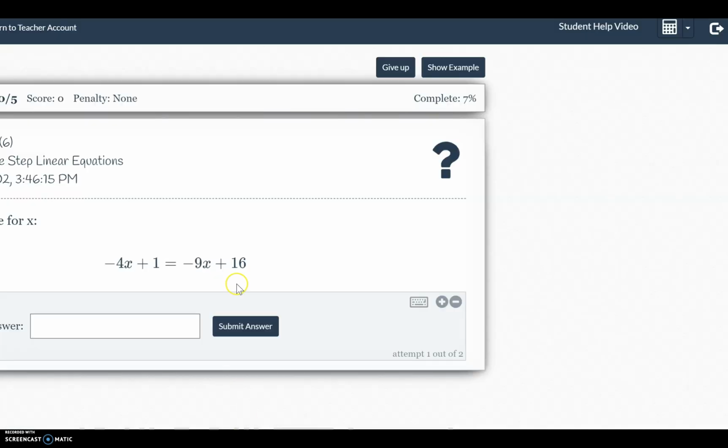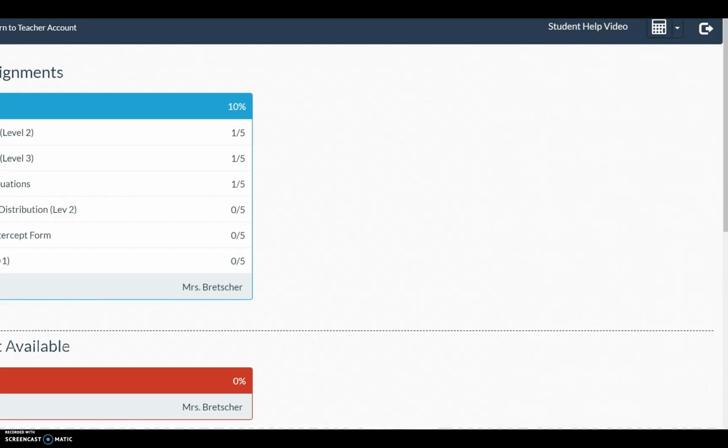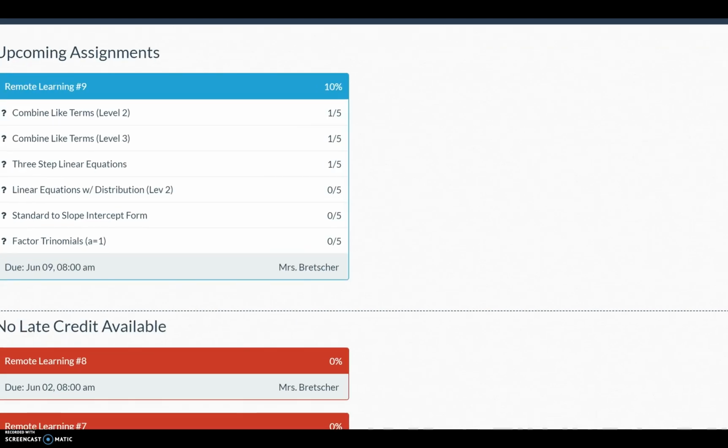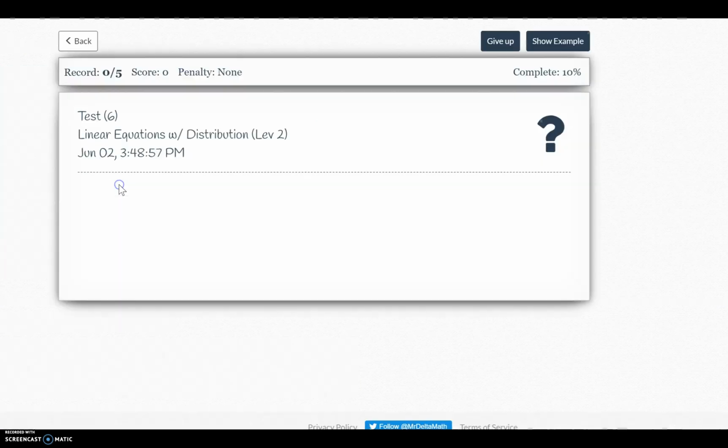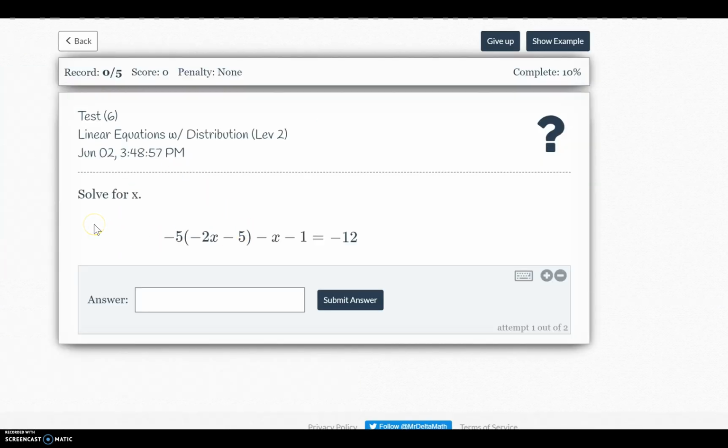So now we're just going to go to Delta Math. Here, solve for x. X is 3. And then our last one that we are doing in this video is going to be linear equations with distribution. Solve for x. Negative 5 times negative 2x minus 5 minus x minus 1 equals negative 12.